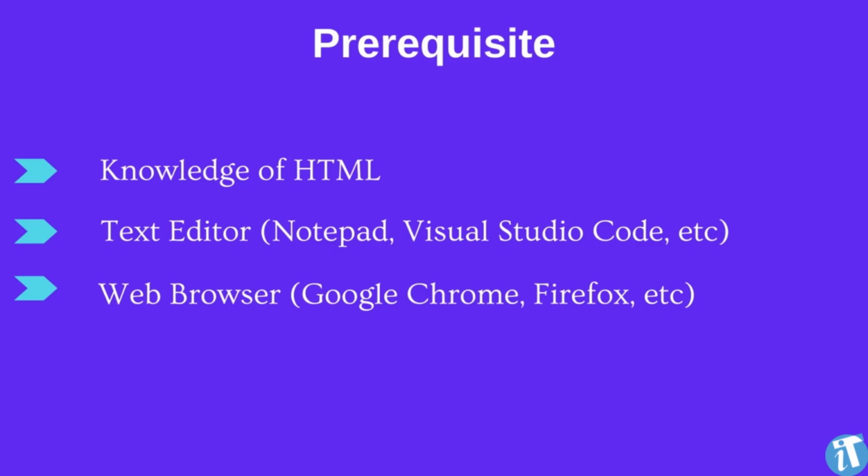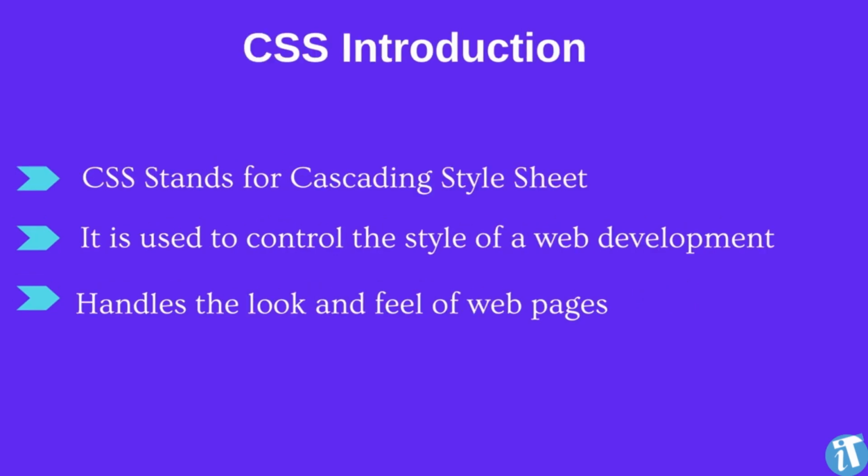So let's discuss what CSS is all about. CSS stands for Cascading Style Sheet. Style sheet is the thing in which we are going to work. Basically, a style sheet means a document which contains a list of all these styles which you want to define for a particular element on the web pages.